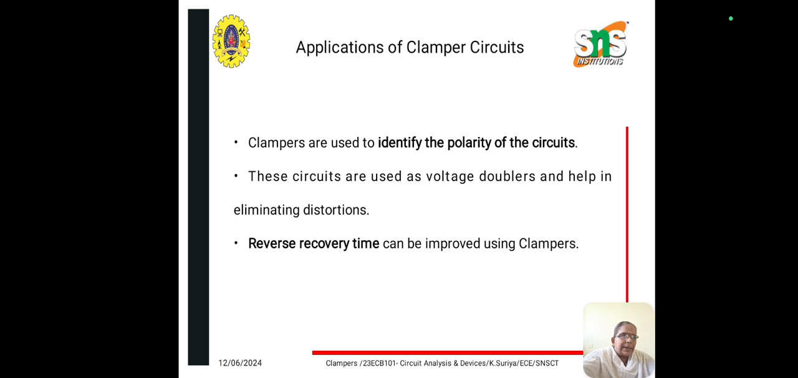So next we will see applications of clamper circuits. They are used to identify the polarity of the circuits. These circuits are used as voltage doublers and help in eliminating distortions. Reverse recovery time can be improved using clampers. So hope you understood clampers.